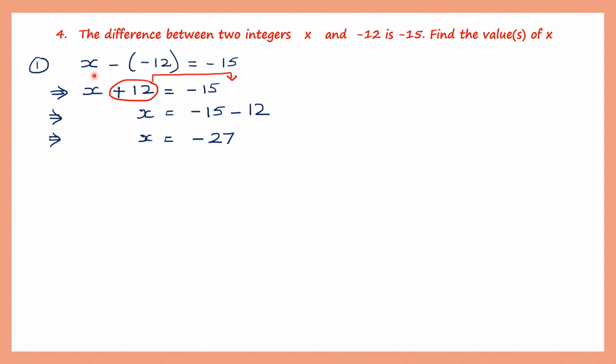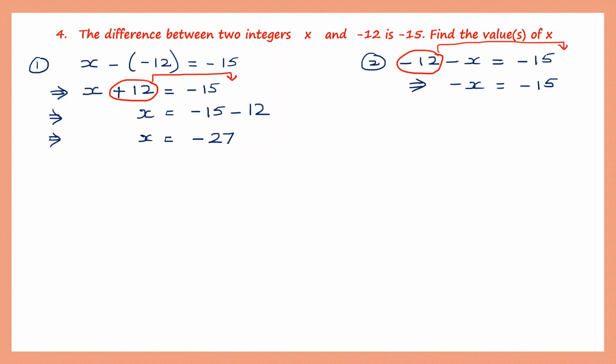Now let's take up the second case where we're going to put x second. So the second case is you're starting with minus 12 this time. Minus 12 minus x. So this time we have put x not at the beginning but in the second place. Now this is equal to minus 15. This is already given to us in the question. Now we're going to solve for x. That means we're going to leave minus x on the left hand side, minus 15 on the right hand side, and we're going to transpose this minus 12 from the left hand side to the right hand side. Since it is minus 12 on the left hand side, here it becomes plus 12.